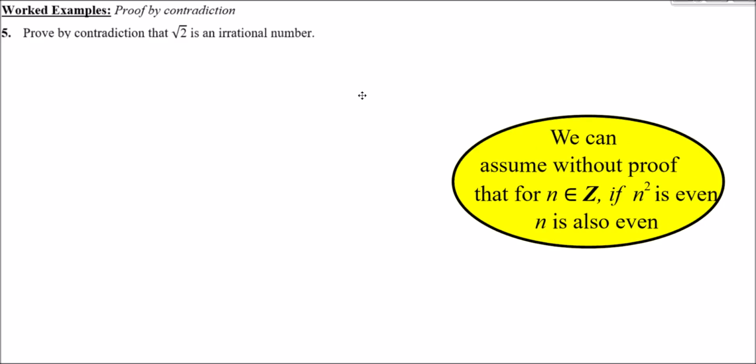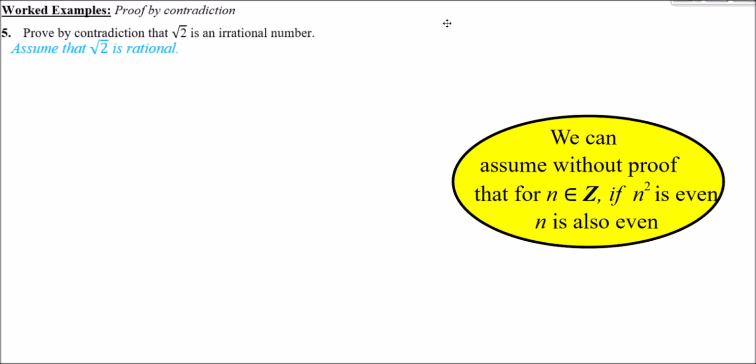By the way, before we get started proper, we are allowed to assume, without having to prove it, the fact that if n is an integer, and n squared is even, then n is also even. Very similar to worked example 3 we had a look at, by the way. So we can assume this without having to prove it, so it doesn't become a proof within a proof question. So let's get started. We're going to assume for contradiction that root 2 is actually rational.